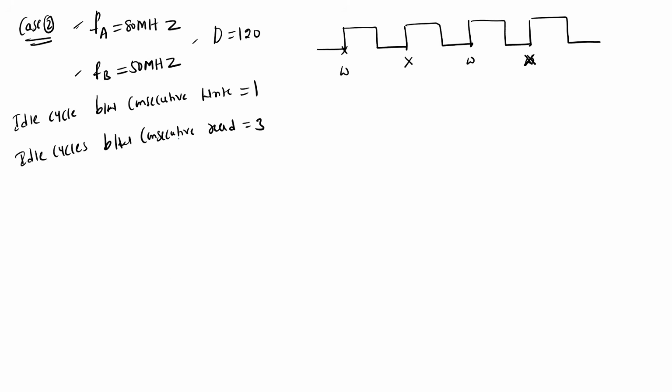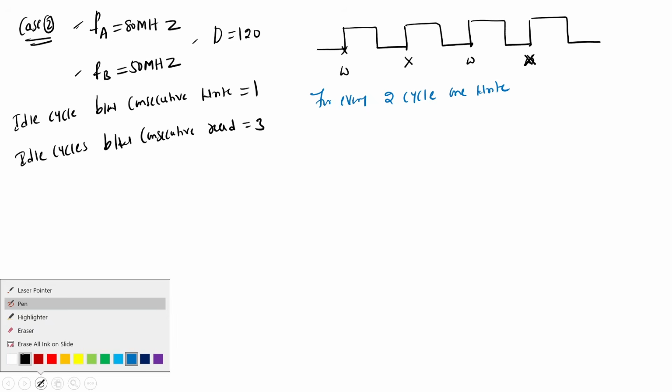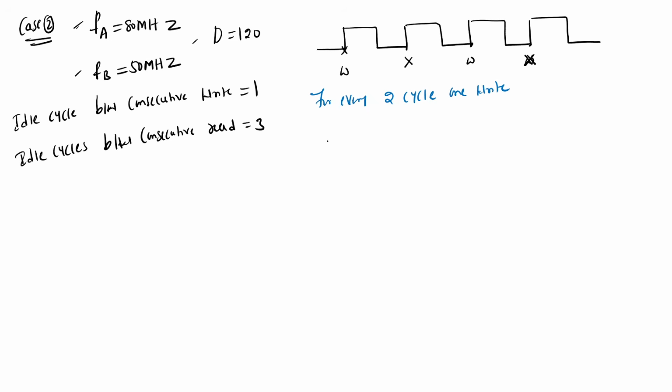For every two cycles, one write operation is happening. Next, idle cycles between consecutive reads.